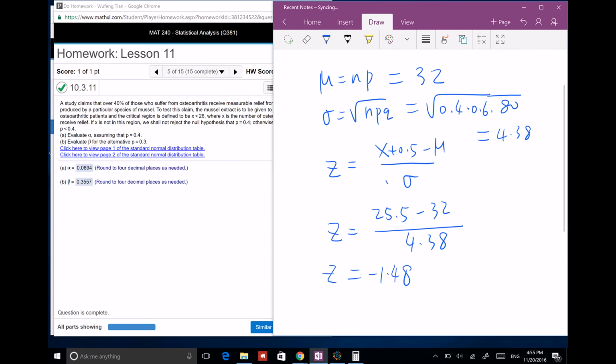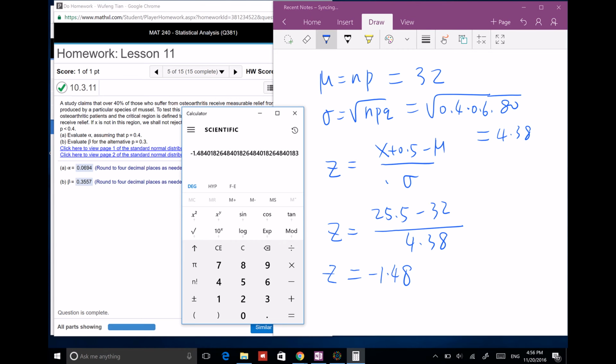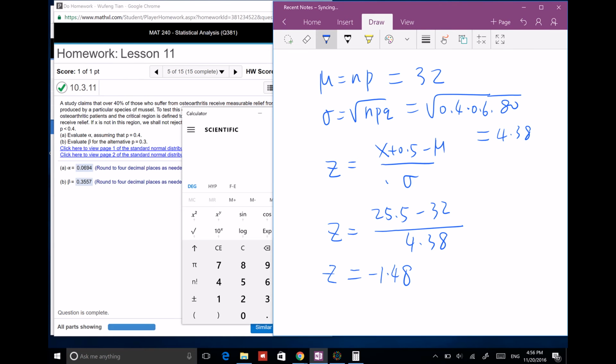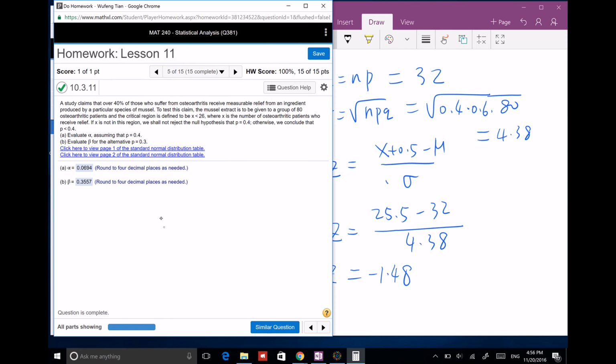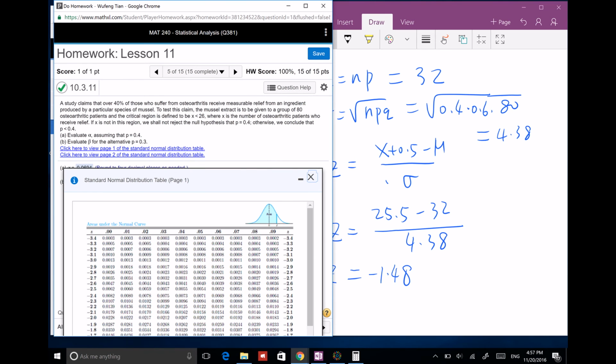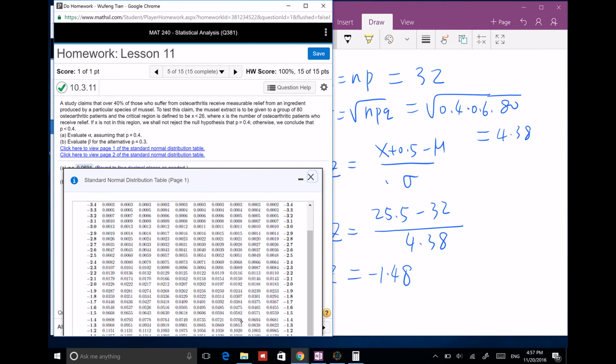Okay, let me double check it, see if I did it right. 32 times 0.6, and then take a square root, make sure I'm doing it right, and then 25.5 minus 32 over that, 25.5 minus 32, divided by 4.38 equals 1.48. So let's say it, 1.48.